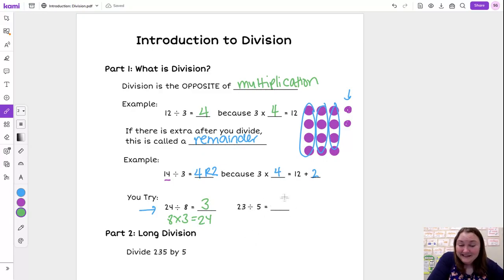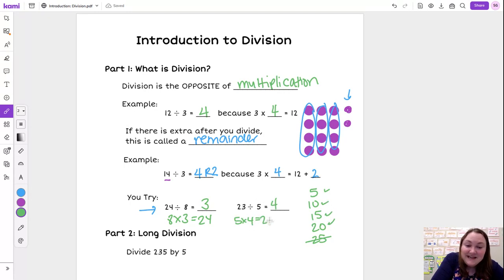If you do not immediately know that answer, you can always count up by 5s to see how close you can get to 23. So 5, 10, 15, 20. I can't do 25 because that's too much. So I could say 23 divided by 5 is 1, 2, 3, 4. That's because 5 times 4 gets us to 20. That's very close. And then I could see 20, 23. There must be 3 extra. So we say 4, remainder 3.